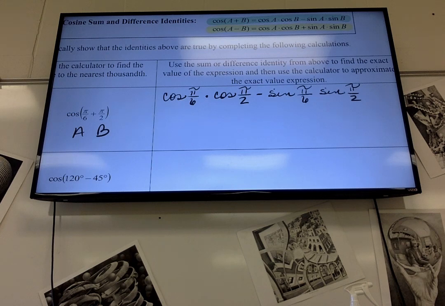Cameron, you're the only one that has it filled out. Square root of 3 over 2. Square root of 3 over 2. Cosine of pi over 2? Oh, yeah, Berkeley's got that one. 0. Yeah. Do you have sine of pi over 6? Okay, what was that? 1/2. And sine of pi over 2? 1. Good. So it's 0 minus 1/2, which is negative 1/2.